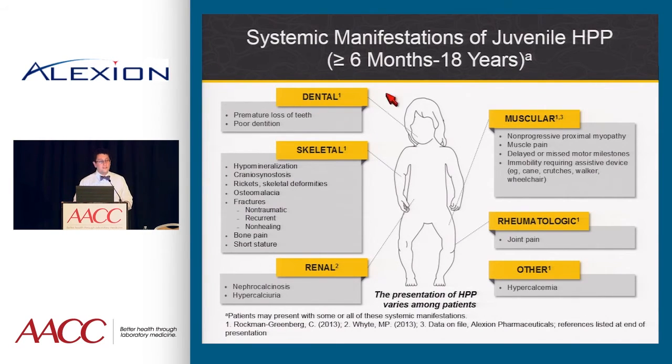One of the more prominent things we see is premature loss of their baby teeth. And I have children, so I've been through the tooth fairy. I can attest to inflation now. We've gone up from I think $1 a tooth to $5 a tooth, something like that.